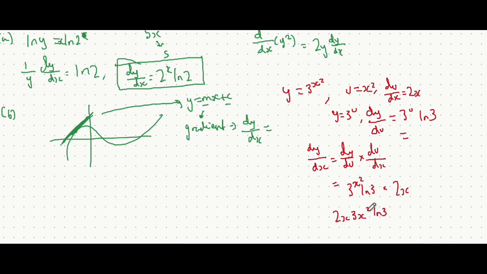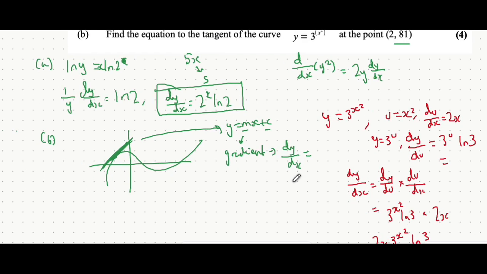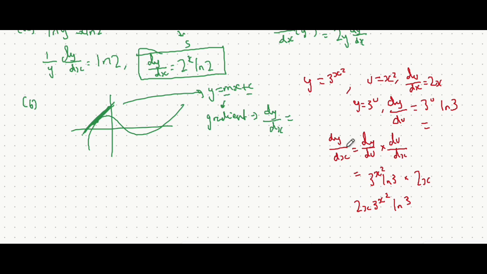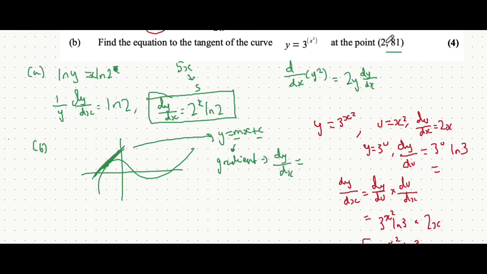What I meant to say is because the x squared is a power, we can't really multiply it with this term here, so we're going to leave it as it is. But that's not really what we're interested in. That gives you the gradient function at any point, but we want the gradient specifically when x equals 2.